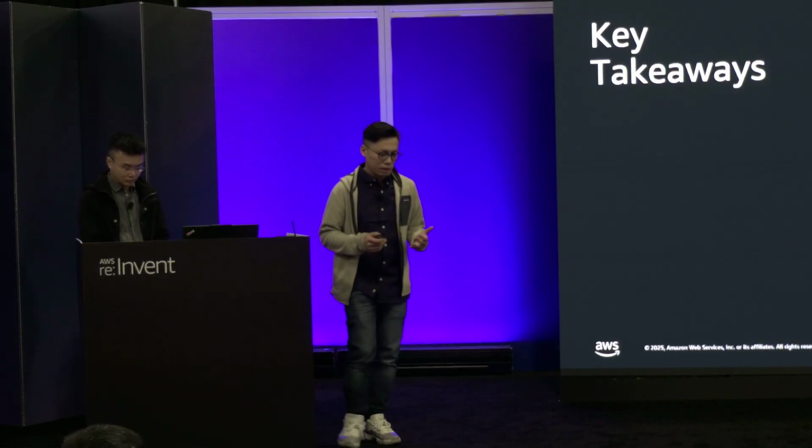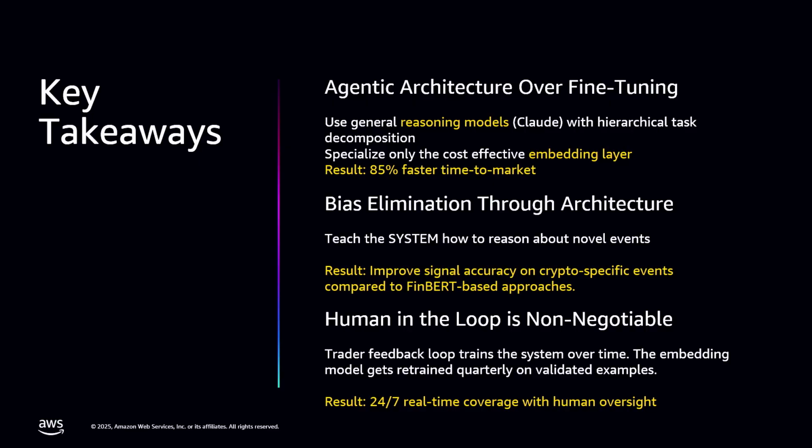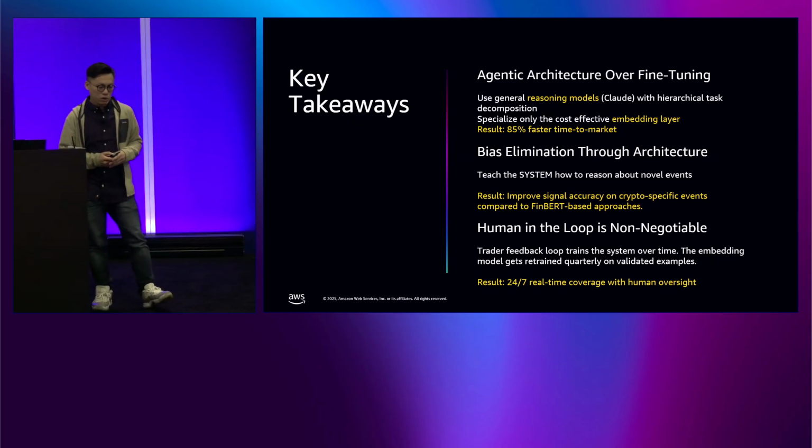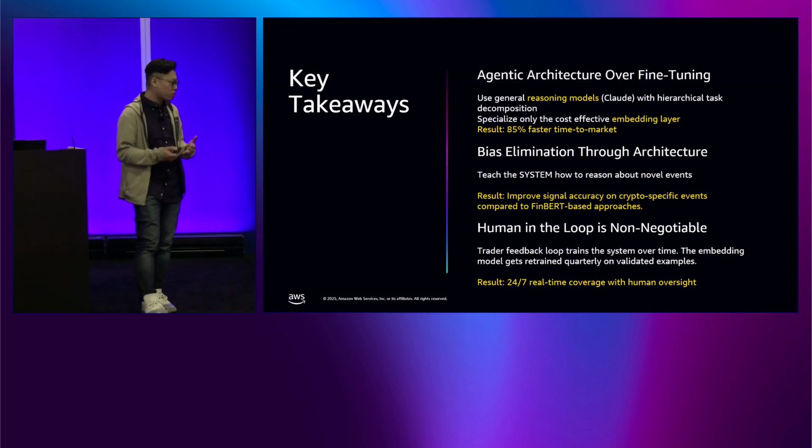The key takeaways we would like to share: use agentic architectures over fine-tuning. It will help you use general reasoning models like Claude for hierarchical task decomposition. And for the specialized embedding layer, it will give you more cost-effective, better, and faster time-to-market results. And you can do bias elimination through the architecture. You teach the system how to reason about novel events.